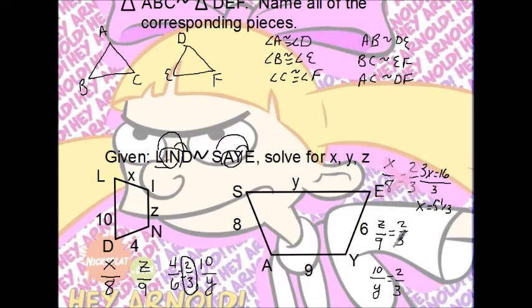Next one's cross multiply. That gives me 3z equals 18. Divide both sides by 3. And that leaves me with z equals 6. And our last one, I cross multiply. And I end up with 30 equals 2y. Divide both sides by 2. And we're left with y equals 15. X is 5 1/3. Z is 6. And y is 15.